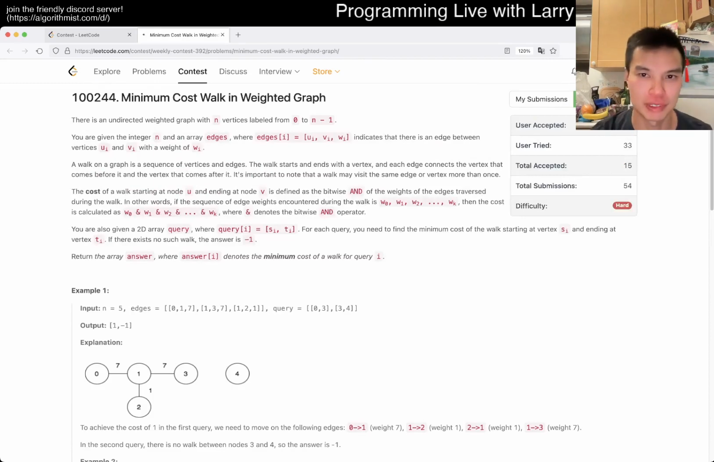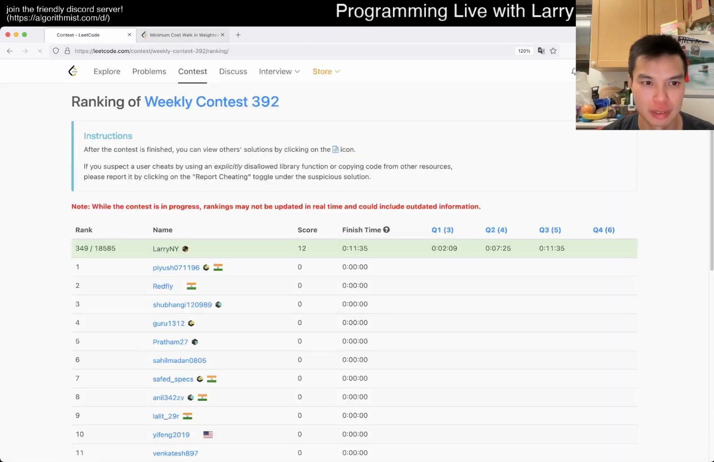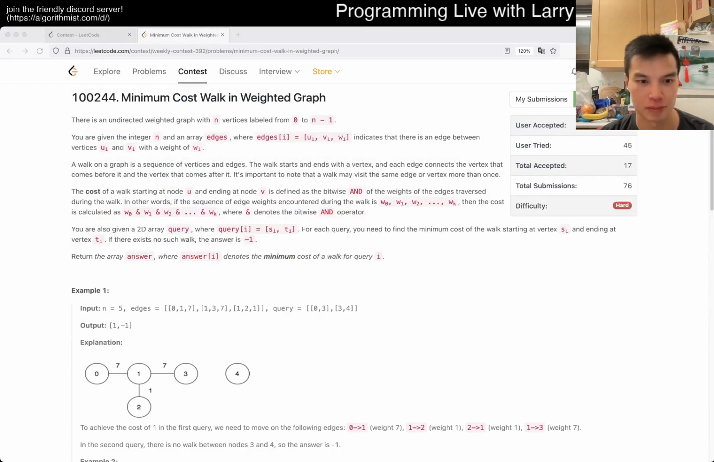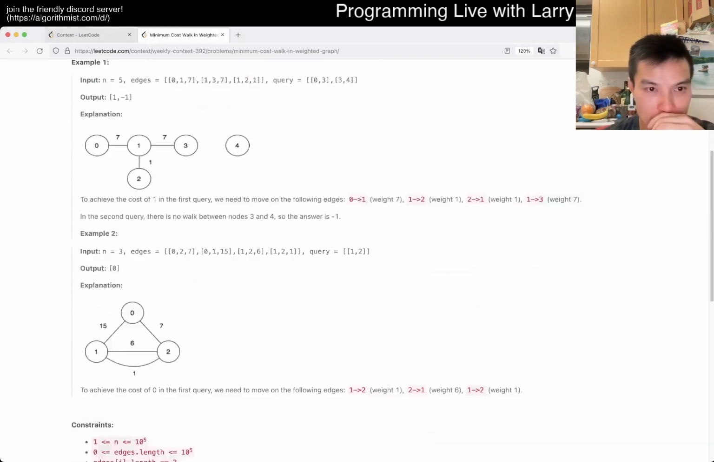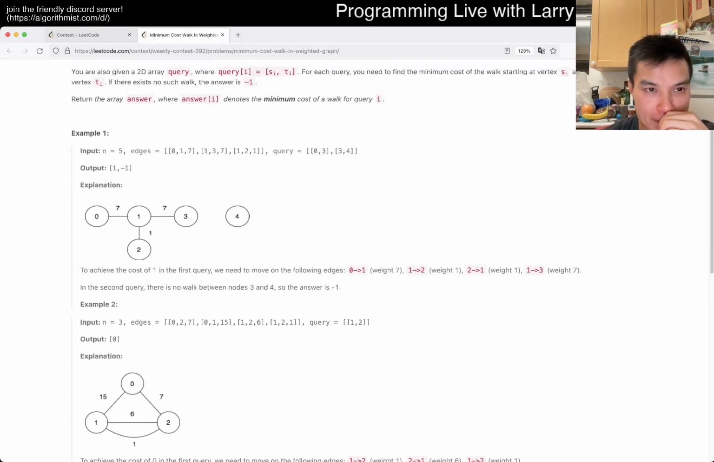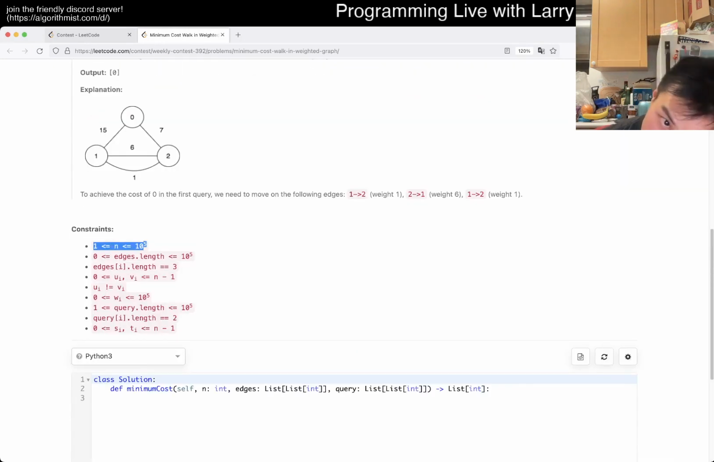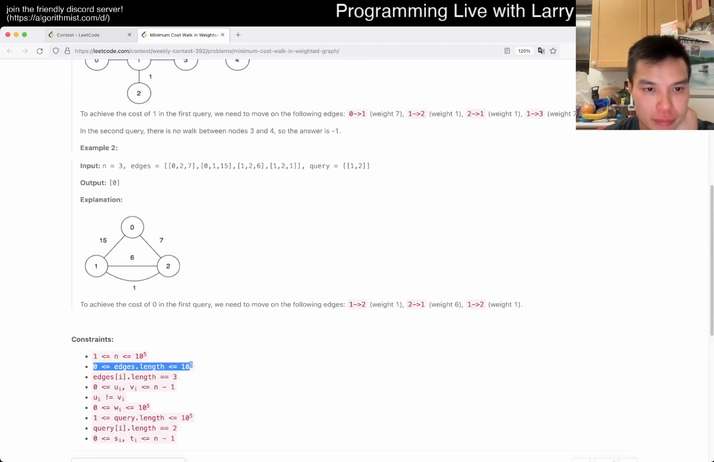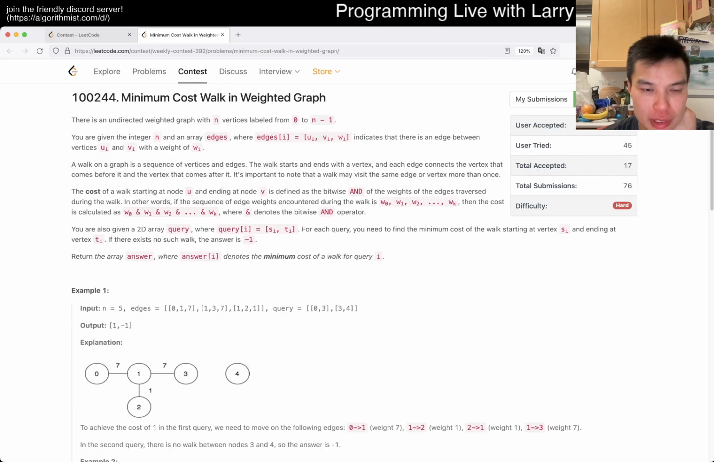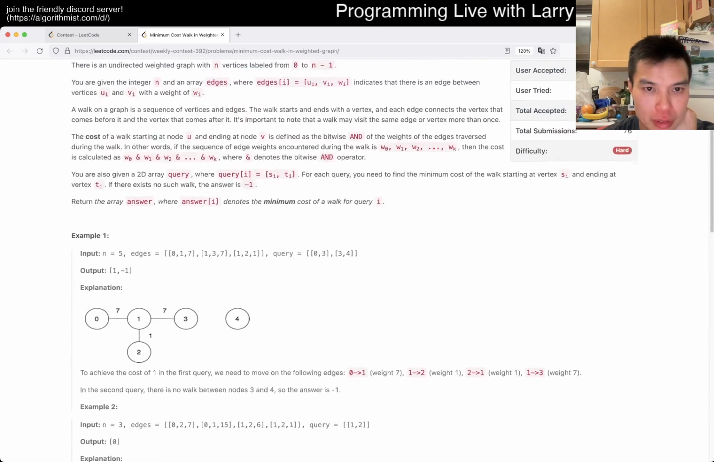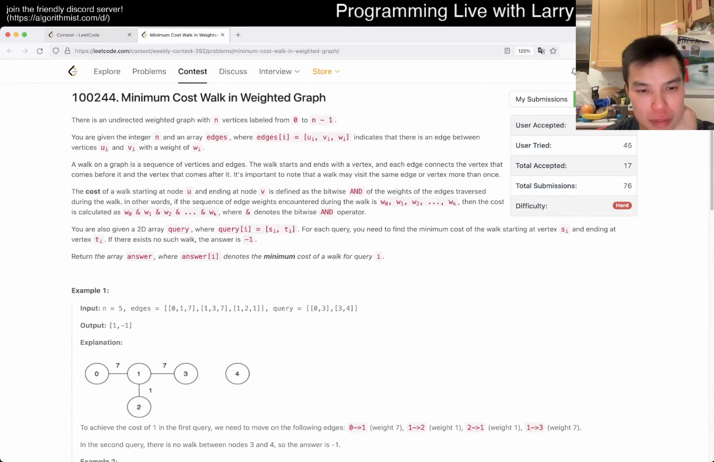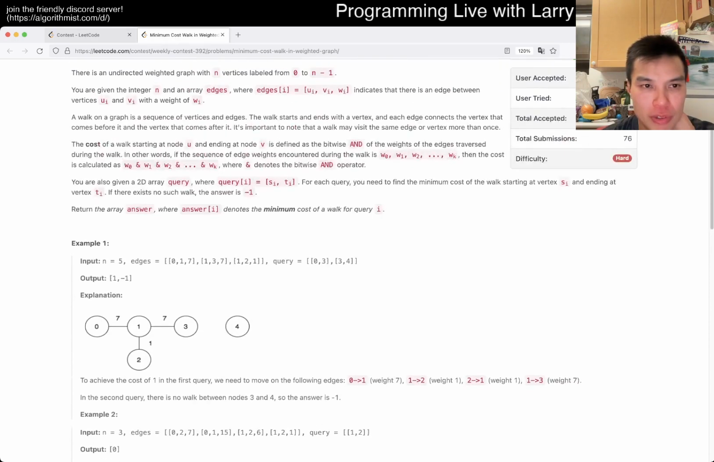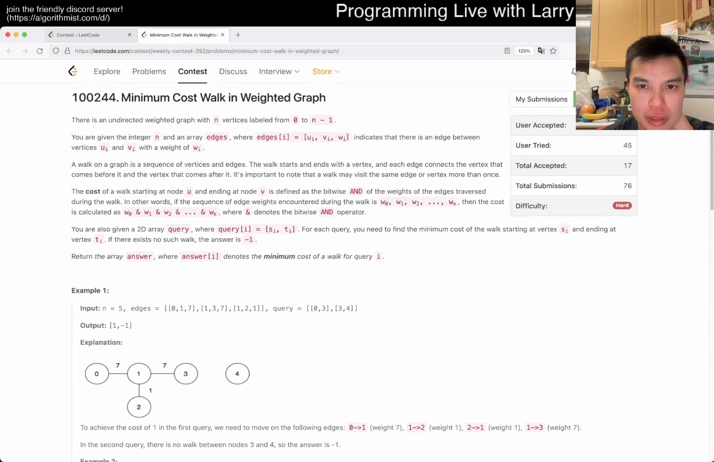Hmm. 15 people already got it. 17 people already got it. Hmm. My computer is having issues. What is n? N is a lot. Edges is, okay, also maybe a lot, but I feel like this is just binary lifting. But because it's an n, it might go farther. Right? Maybe is it the same?